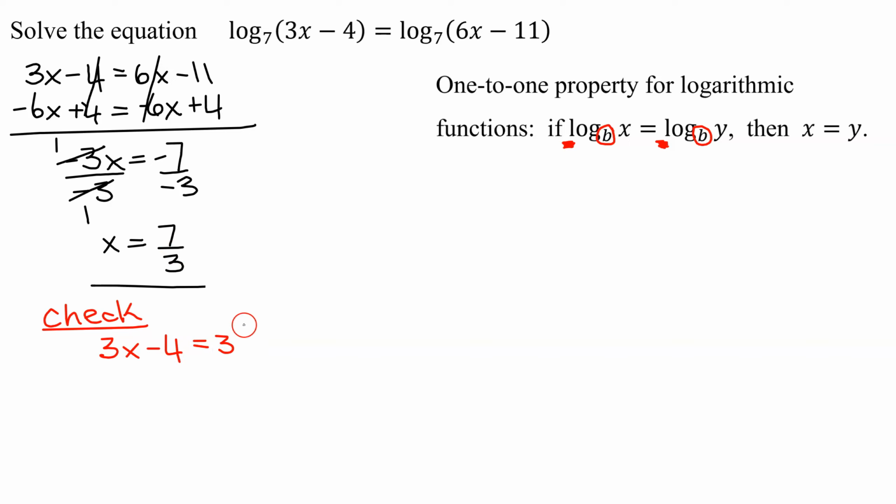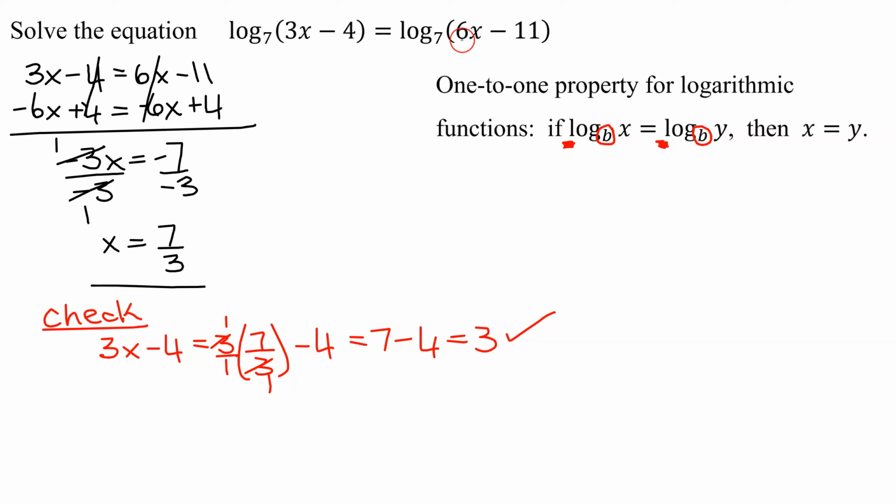Well, 3 times x is 7/3. So I'm going to turn 3 into a fraction by dividing it by 1. So that's 3 times 7/3 minus 4. Now my 3's reduce. I get 7 minus 4, which is positive 3. Is that positive? Yes, good.